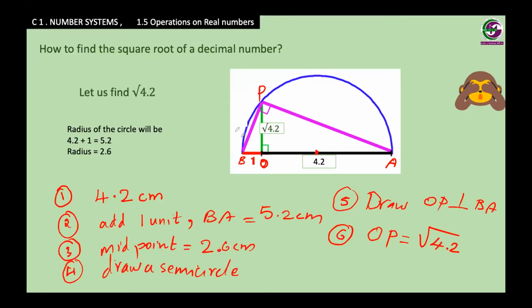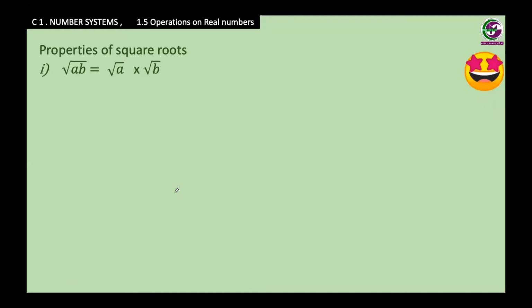Either you can measure it using a ruler or you can just extend this point on a number line and see what measurement it is from O. This measurement will give you the value of square root of 4.2. Perfect? Excellent. Okay, now properties of square roots. Have you come across the properties of square roots ever before?